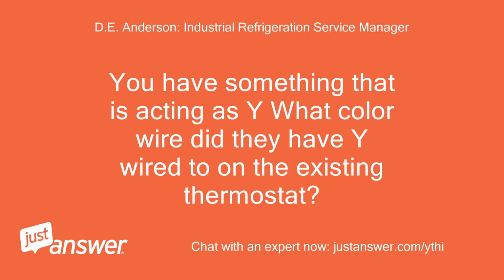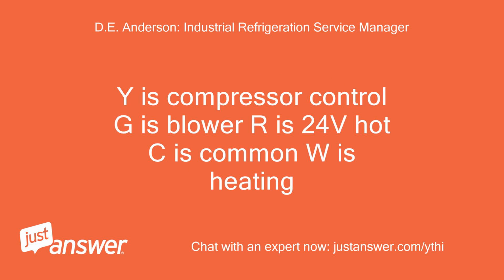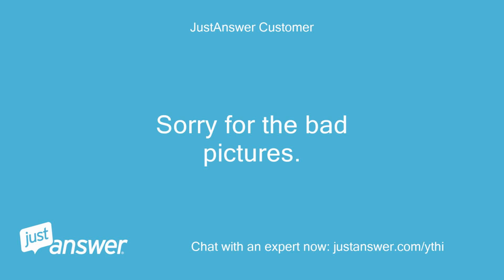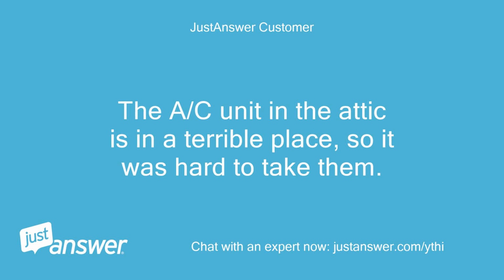You have something that is acting as Y. What color wire did they have Y wired to on the existing thermostat? Y is compressor control, G is blower, R is 24 volts hot, C is common, W is heating. Sorry for the bad pictures. The AC unit in the attic is in a terrible place, so it was hard to take them.